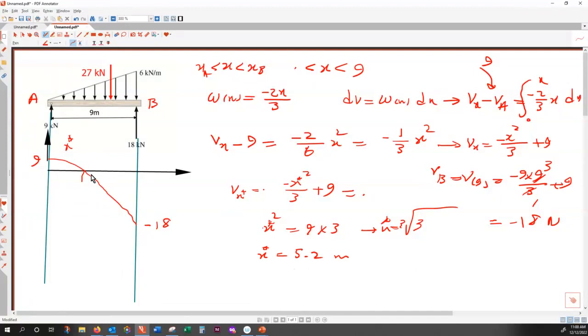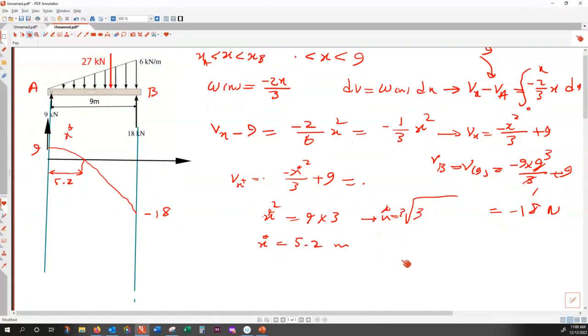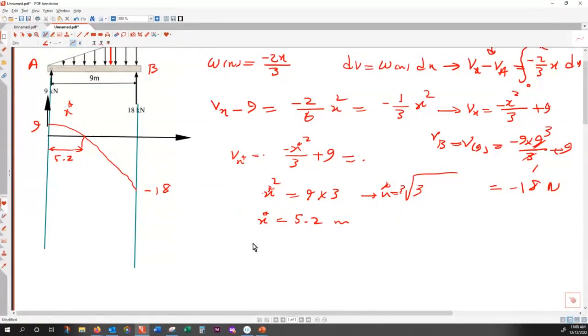So 5.2 meter is very important, because that is where your shear force becomes 0. And due to the integral relationship with the shear force, when shear force is 0, the bending moment is maximum. And we can investigate that easily. So I can write this down as dM is V dx.